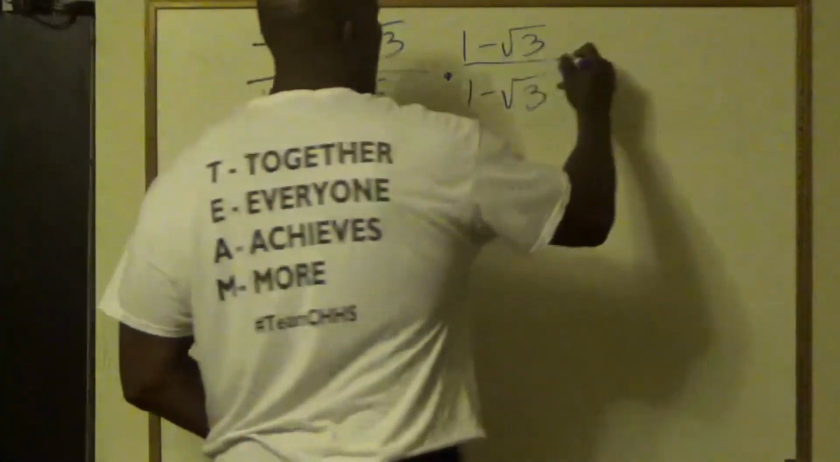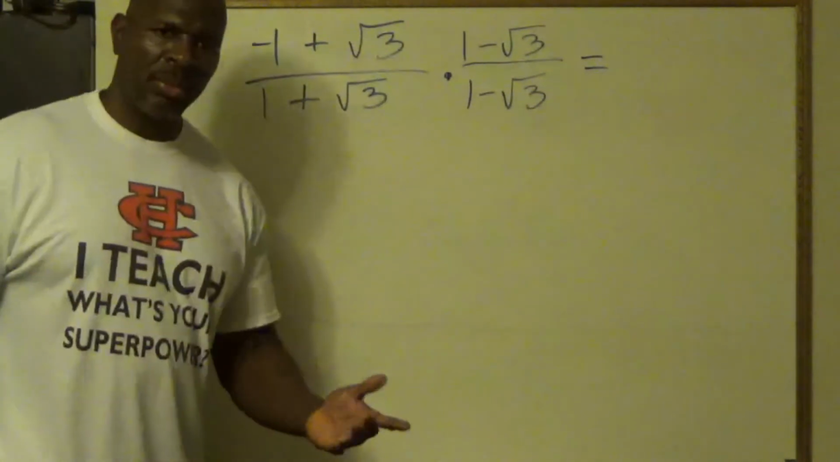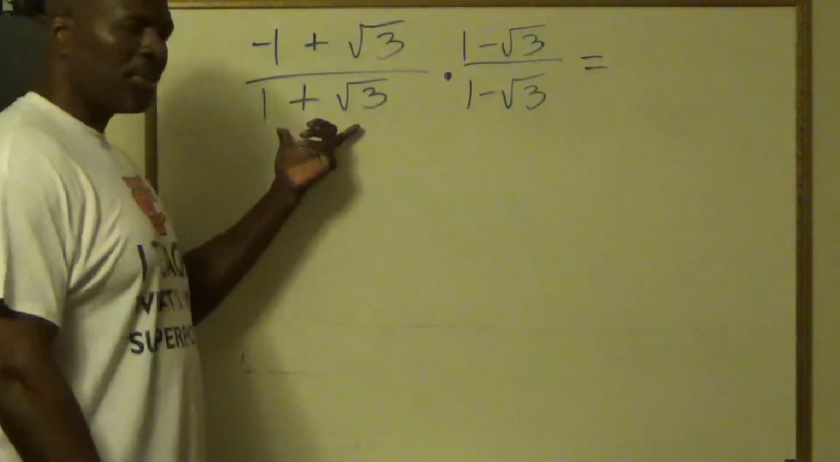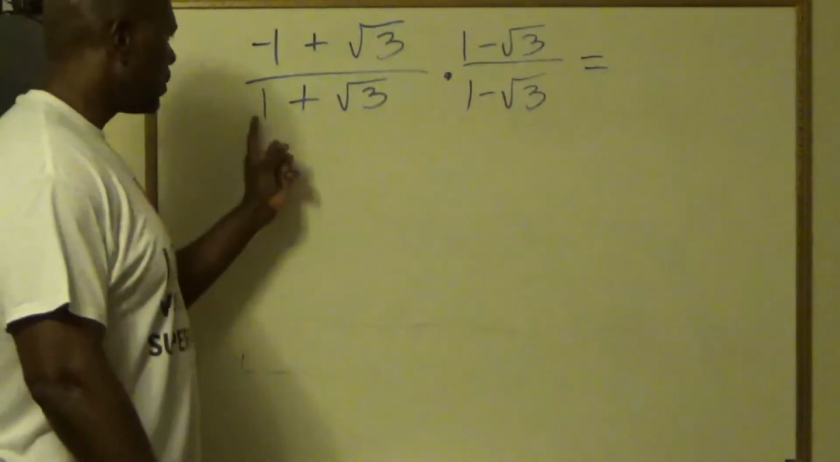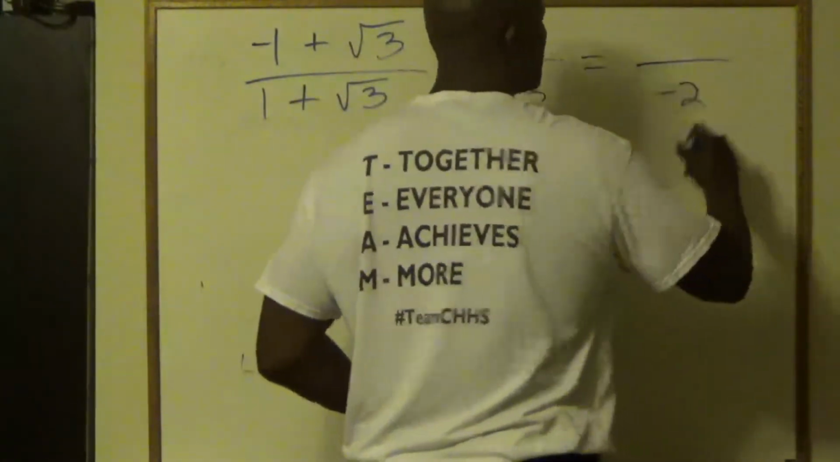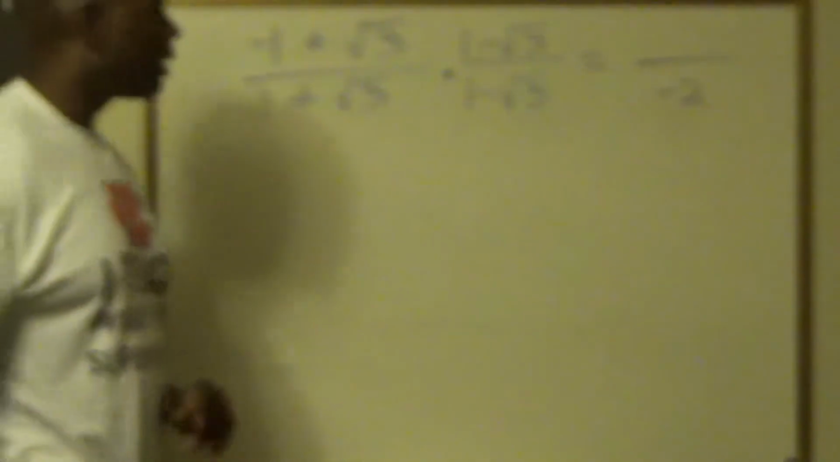So when I multiply, the denominator is always easy because again, it's just a squared minus b squared. So it's going to be 1 minus 3. You just square these two numbers and subtract them. 1 minus 3 is negative 2. Denominator is done. The top, there's going to be a little bit of work.